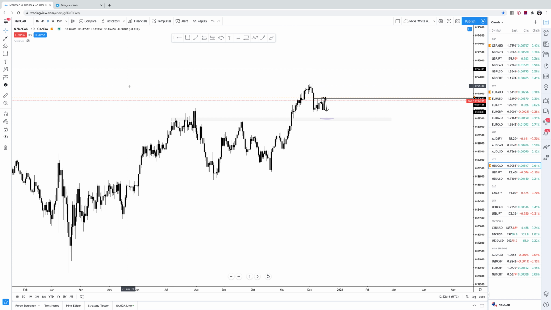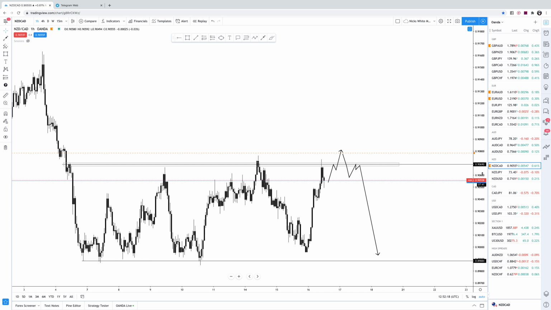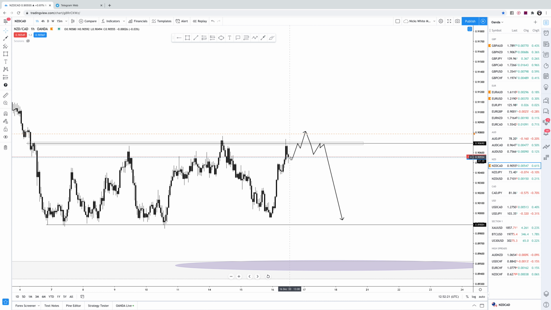So that's the plan for New Zealand dollar, Canadian dollar. I'm just going to wait for it to swipe up. Buyers are acting like they're really strong right now. So if it swipes up, continues up, cool, it's whatever. But if it breaks above but then comes back in, then I'll look to take this for sells.